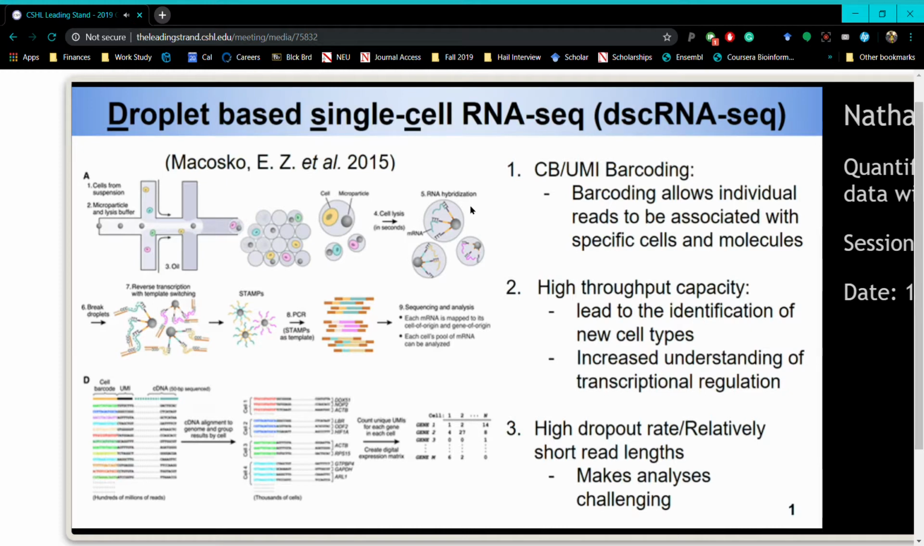Cell barcodes are short sequences at the front of reads that associate the read with a given cell, and unique molecular identifiers are also short sequences that associate each read with a particular molecule that was present in the cell prior to amplification. In addition to these barcoding characteristics, these methods are very high throughput, which has led to the identification of many new cell types over the years, but at the expense of relatively high dropout rates, which means you don't have that many reads per cell. That can be problematic, especially if you're trying to quantify the relative abundance of transcript isoforms.